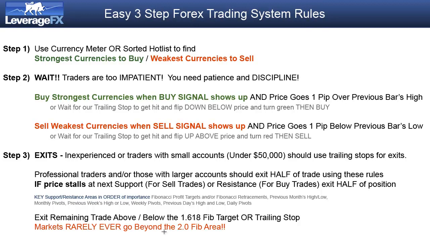And markets rarely ever go beyond the 2.0 fib level. So if it shoots up and doesn't stall at any of these support or resistance areas, goes right to the 2.0 area and stalls, your best bet is to just exit all 100% of the trade. So let's now look at some of the examples.